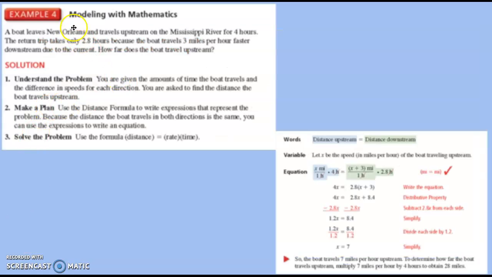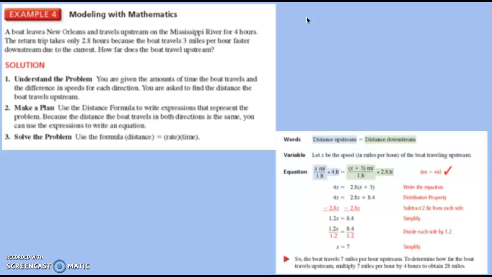This is the final example. This is actually a word problem, so sometimes we're going to need to use these in real life. This is the example they give. A boat leaves New Orleans and travels upstream on the Mississippi River for 4 hours. The return trip takes only 2.8 hours because the boat travels 3 miles per hour faster downstream due to the current. How far does the boat travel upstream?